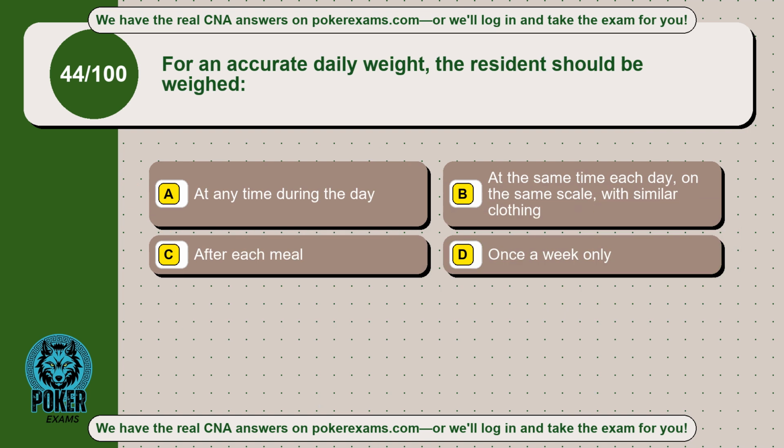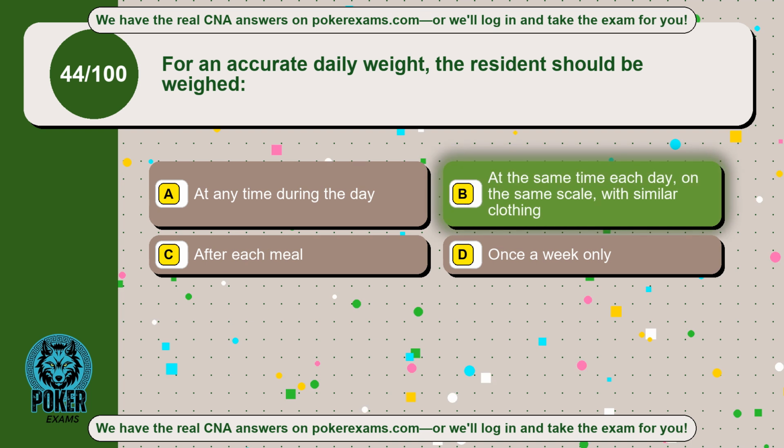Question 44. For an accurate daily weight, the resident should be weighed: Option A. At any time during the day. Option B. At the same time each day, on the same scale, with similar clothing. Option C. After each meal. Option D. Once a week only. The correct answer is option B. At the same time each day, on the same scale, with similar clothing.